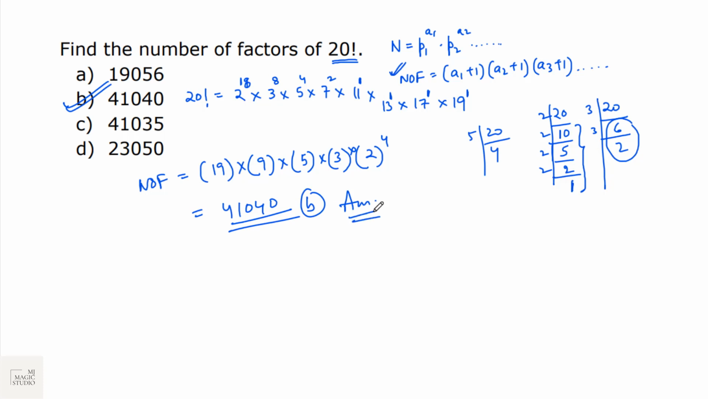So now what do we mean by 41040? That means there are 41040 natural numbers which can divide factorial 20, which are in the form of this multiplication.